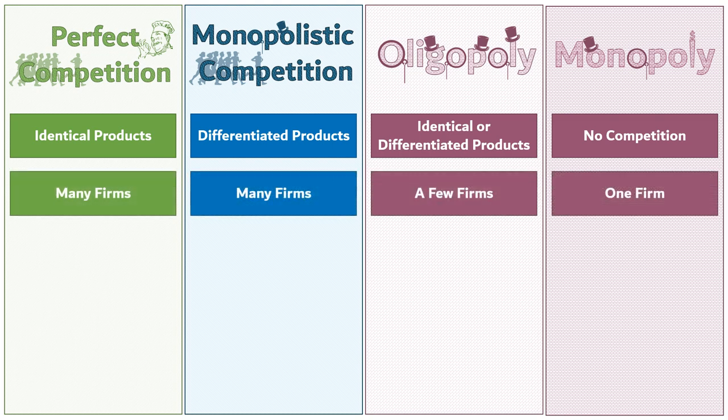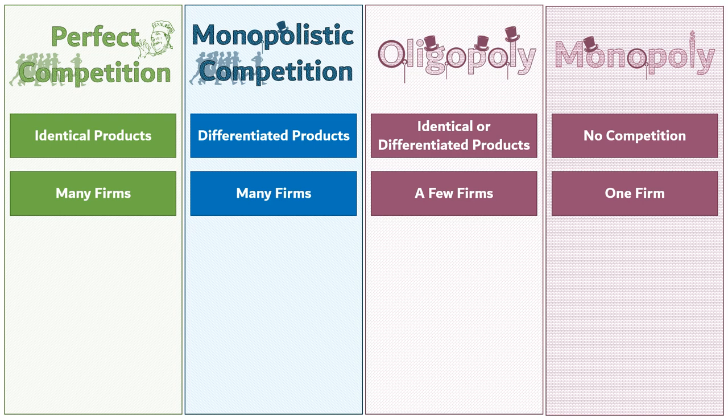We can also compare each structure based on the number of firms. Both perfect competition and monopolistic competition are structures with many firms. There are many avocado farms and many toy manufacturers. But the number of firms is the distinguishing feature for oligopolies and monopolies. An oligopoly has just a few firms, like cellular service providers or gaming consoles. A monopoly has literally one firm in it, producing everything, such as an electric company.